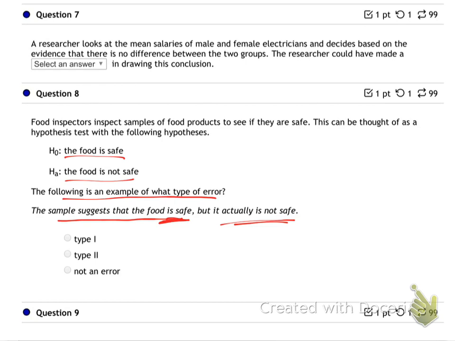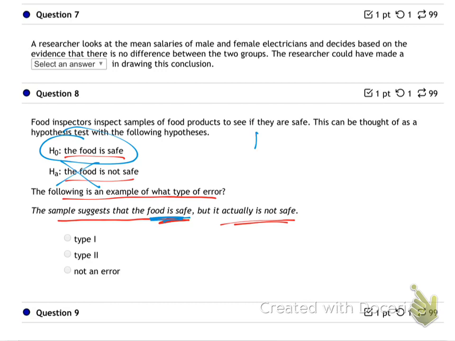So I think you can track this one not too badly. It's not too hard. So if they decided the food is safe, which one did they go with, H0 or HA? They went with H0, right? The food is safe. They went with H0 and said no to HA. Now they were wrong, but that's what they did, right?